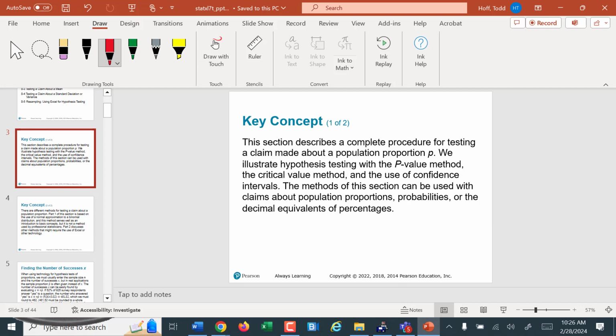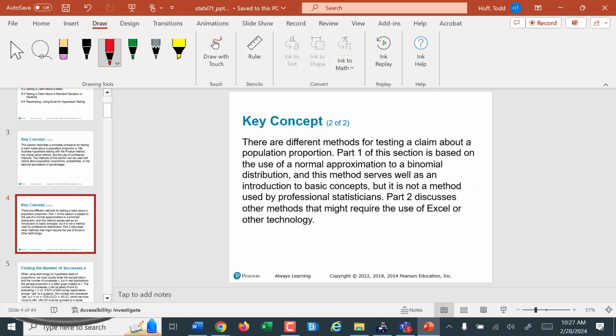So key concepts here. We're going to describe the complete procedure for testing a proportion. And typically the basic statistics procedure is to use a normal approximation, which we'll look at on the next slide here. We're going to look at doing the p-value method, and we're going to look at critical values, and we're going to mention the confidence interval method. The confidence interval method is actually slightly off, but it does still confirm in most cases our other methods.